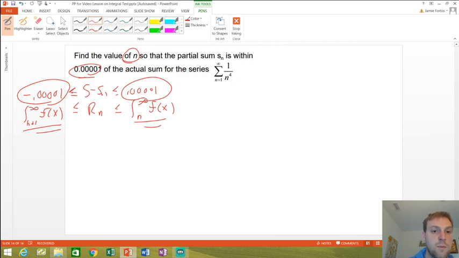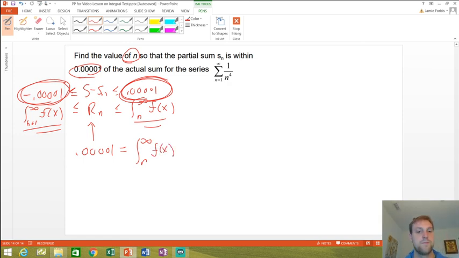If I want my remainder to be this value or this value, I'm going to set my remainder equal to 0.00001 and solve for the n value that makes that happen. Okay, and that's it. I could have also set the left side equal to that, but I'd rather have n to infinity instead of dealing with a negative value and dealing with n plus 1 in my interval. So if I can solve for this, I'll have found my answer.